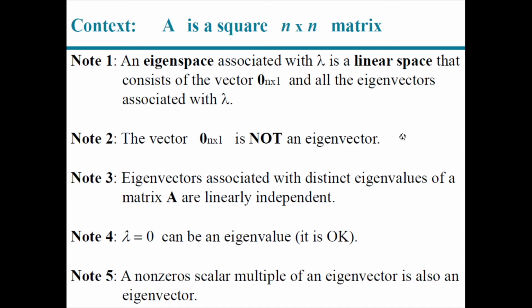So some observations. The eigenspace associated with the eigenvalue lambda is a linear space, and it consists of vector 0. Obviously, every linear space has vector 0. And all the eigenvectors associated with lambda. So eigenvectors are the vectors that are in the eigenspace, but they are non-zero vectors. Again, reminder, 0 is not an eigenvector, even though it belongs to every eigenspace.